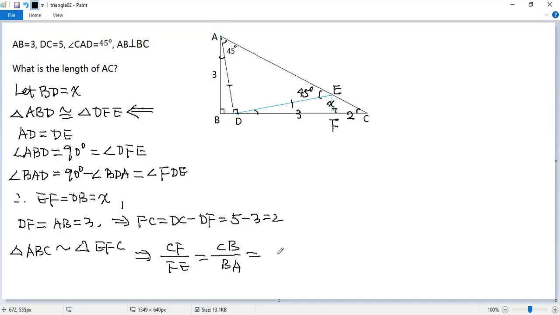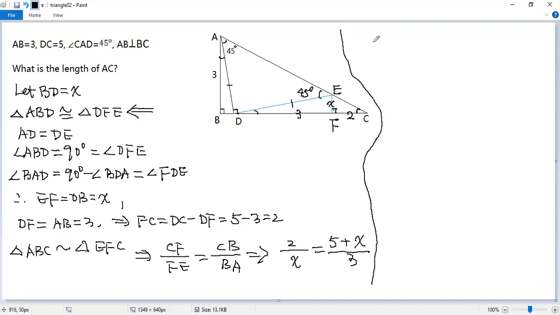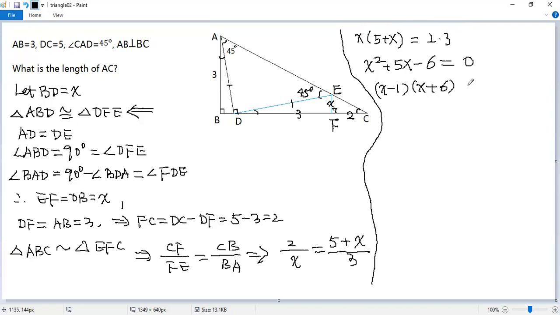Now, CF equals 2, FE equals x, CB equals CD plus DB. We know CD equals 5, plus BD, x, over BA, which is 3. Cross multiplying, we get x times (5 plus x) equals 2 times 3. So we get x squared plus 5x minus 6 equals 0. Factoring, we know (x minus 1)(x plus 6) equals 0. So we get x equals 1 or x equals negative 6. But that one is invalid because x is a length.